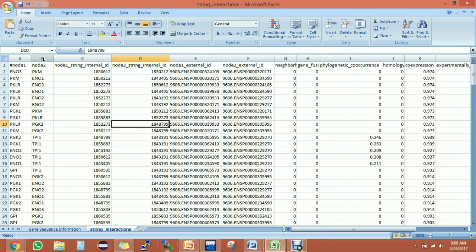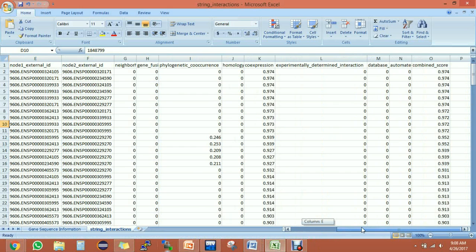So this is node 1, node 2. This means that there is an edge between these two nodes, and we do have these co-expression and co-occurrence values and the final probability values which will be used in our probabilistic network.